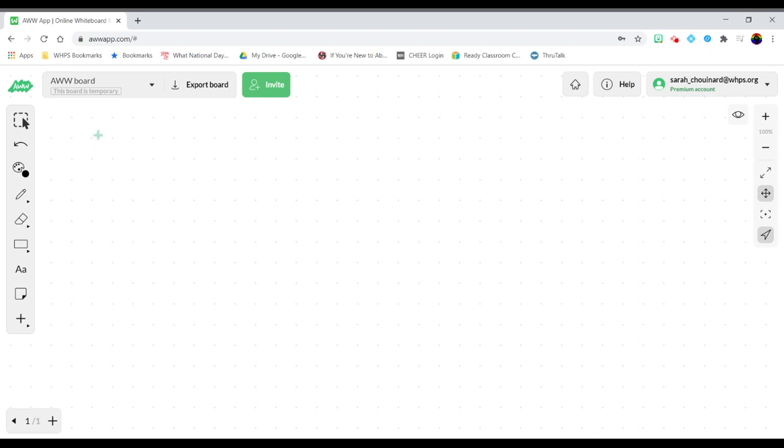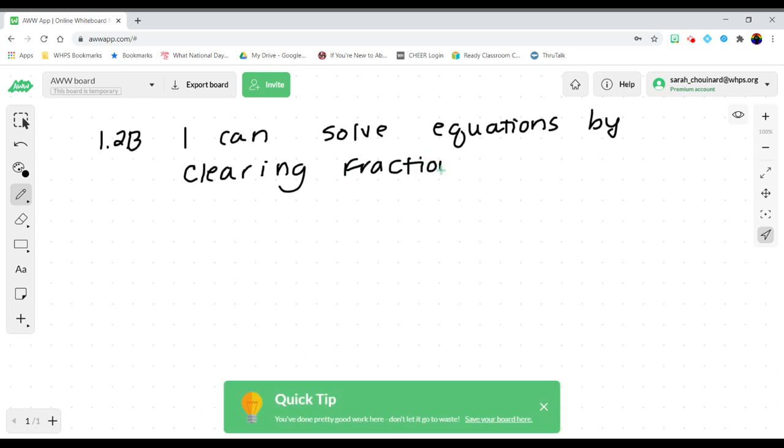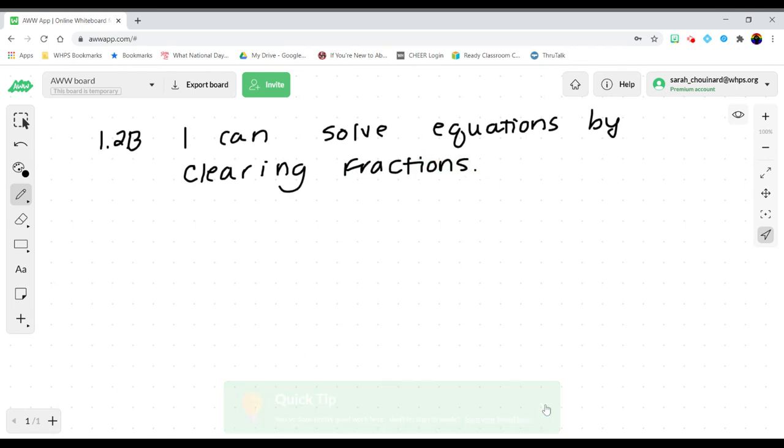All right, so in this video, we are going to practice solving equations that involve fractions. So our I can statement is that I can solve equations by clearing fractions. So that's going to be our goal for this lesson. We want to be able to eliminate any fractions that stand in the way of us solving our equation.